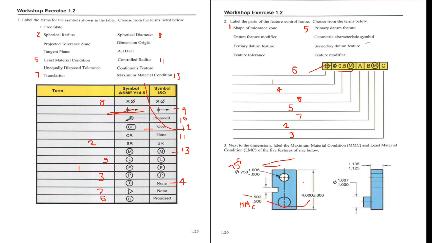And here 4.006 would be MMC, and 3.994 LMC. Here this is MMC, this one, and it's LMC, this one. Again, this one is MMC here, and LMC, this one.